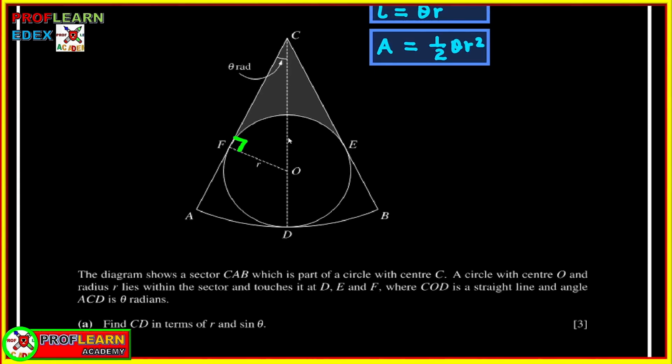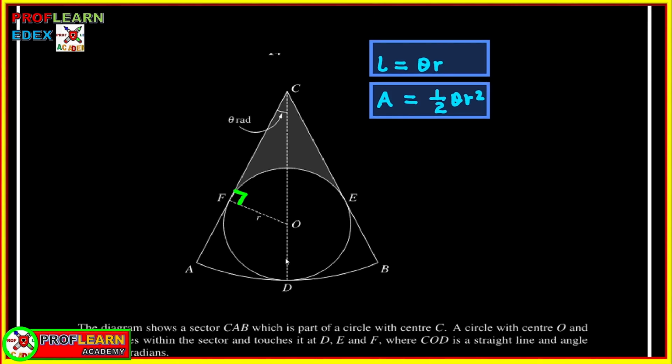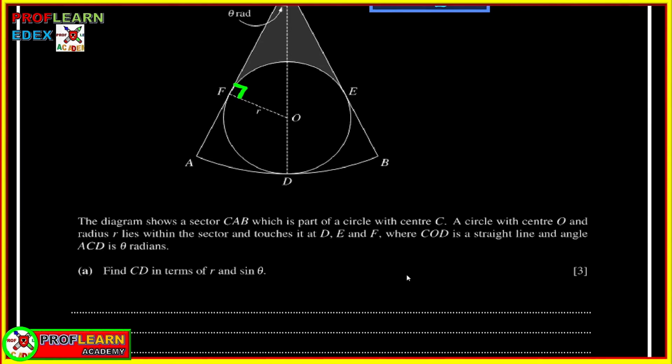The diagram shows a sector CAB, which is part of a circle with center C, and the circle with center O. We are told that the radius R lies within the sector and touches it at D, E, and F, where COD is a straight line and angle ACD is theta radians. Now we are supposed to find CD in terms of R and sine theta.